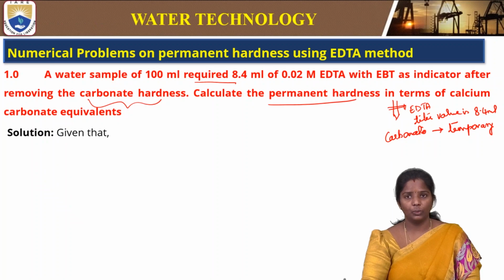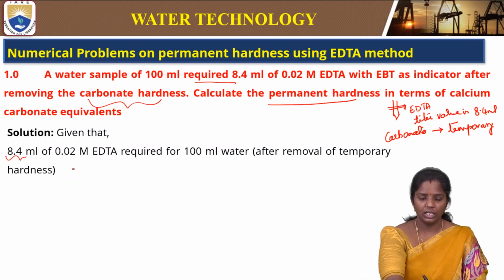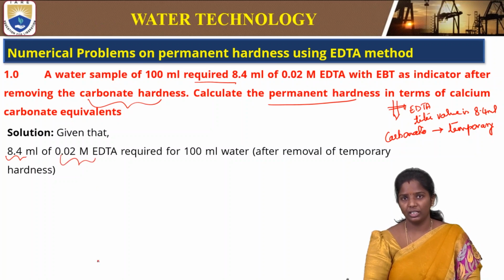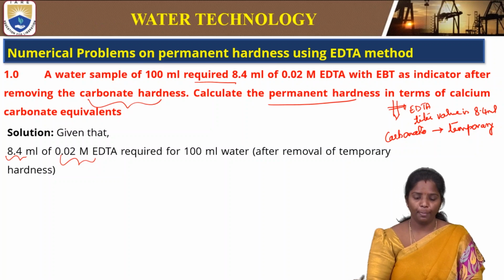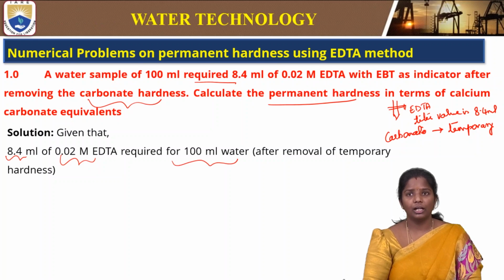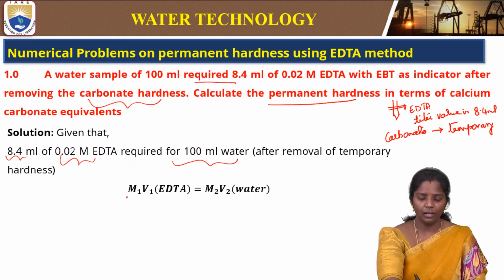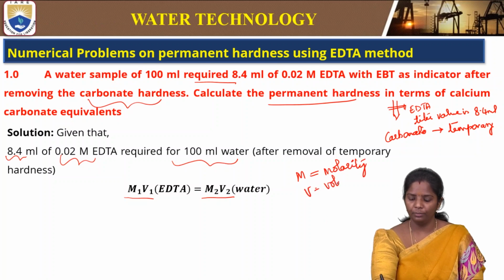So what is given here? 8.4 ml of 0.02 molar EDTA. The concentration is fixed for EDTA; at least one of the concentrations should be known, that is the EDTA that we are titrating with. So for 100 ml of water, after removal of temporary hardness, that is carbonates and bicarbonates removed by boiling the water, we will be using this formula: M1V1 is equal to M2V2. M is the molarity or the concentration, and V is the volume.